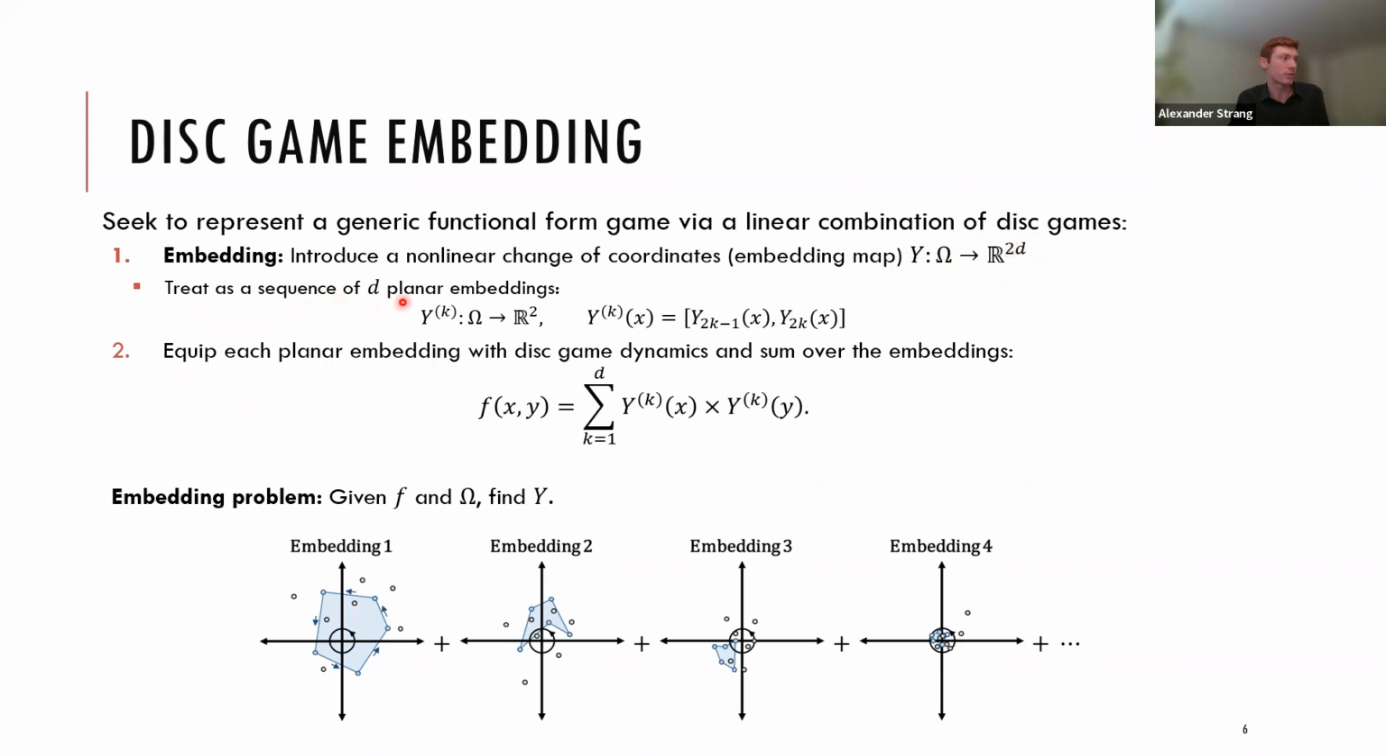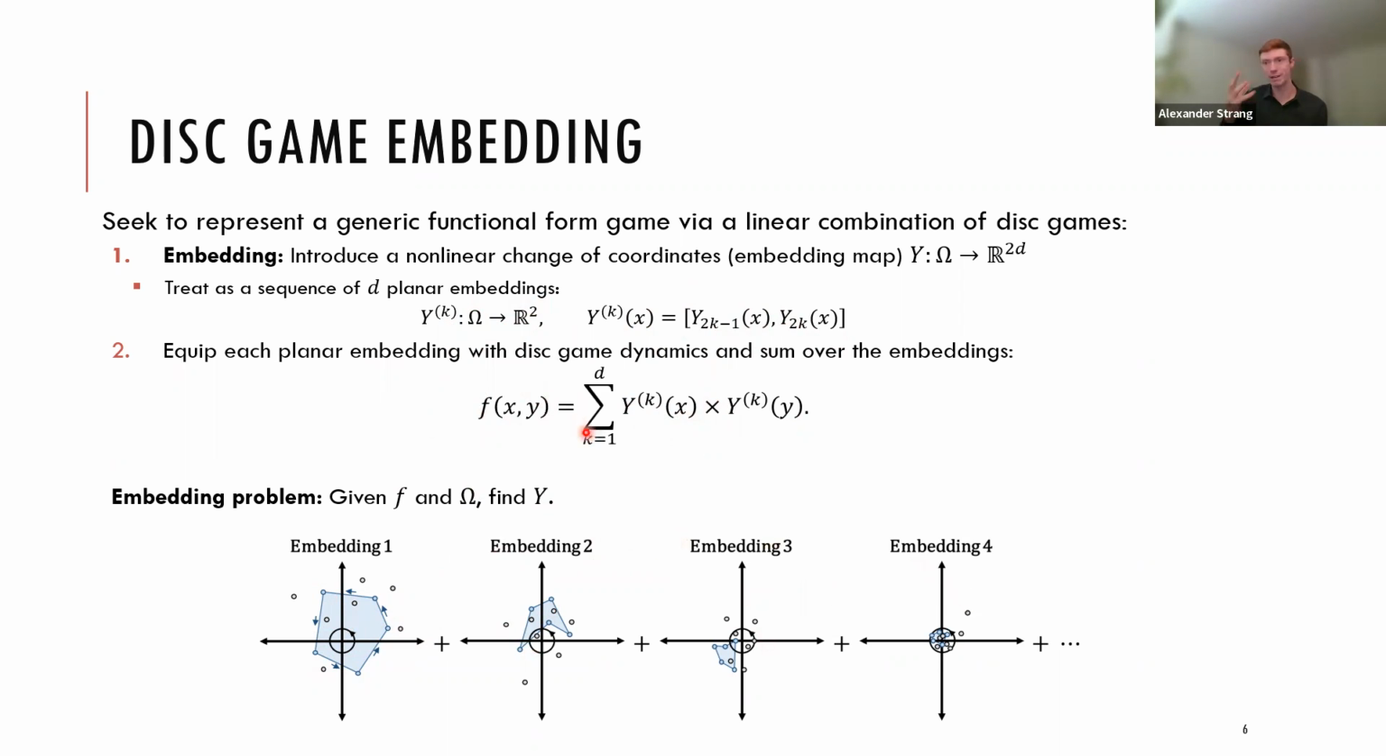And I'll treat this as a sequence of D planar embeddings, where Y^k, the kth embedding, maps me from omega into a plane. So that has 2 coordinates. And this is just some generic mapping starting in your trait space, mapping from agents as they're originally parameterized into a new coordinate system, really into a plane where I'm going to apply a disk game dynamic. Then my goal is to recover the performance function F as a linear combination of the disk game dynamic, that cross product, applied to each of these different mappings.